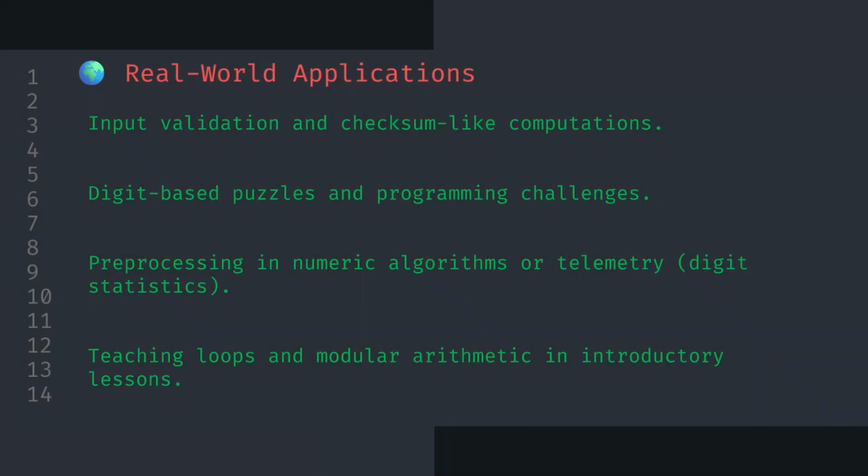Summing digits might look trivial, but it's useful. It applies to simple checksum ideas, teaching fundamental algorithms, or detecting odd numeric patterns. It's a great starter problem to practice control flow, and the same patterns appear in hashing, encoding checks, and many coding challenge tasks.